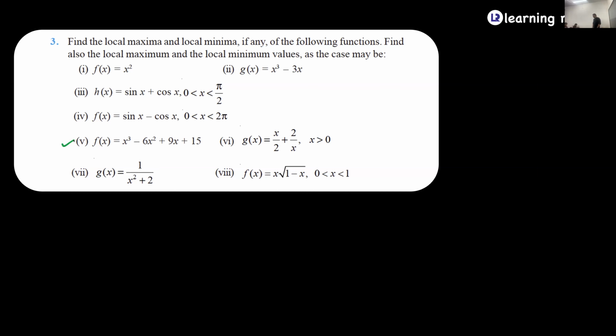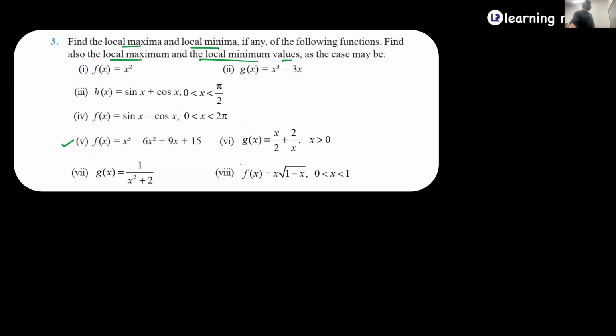Now we'll start with the fifth one. So the question is, f of x is equal to x cube minus 6x square plus 9x plus 15. We need to find the local maximum and the local minimum values. Also, we need to find the local maximum and the local minima point. So what is the function?